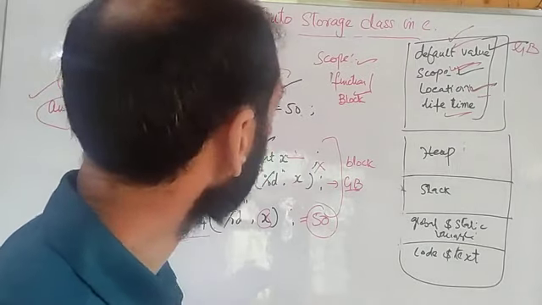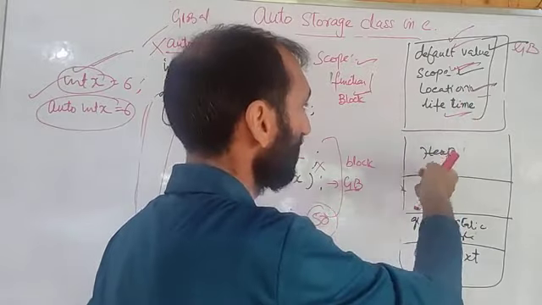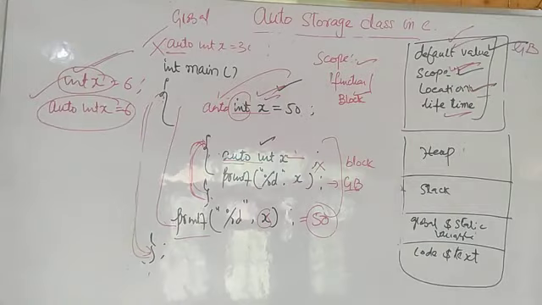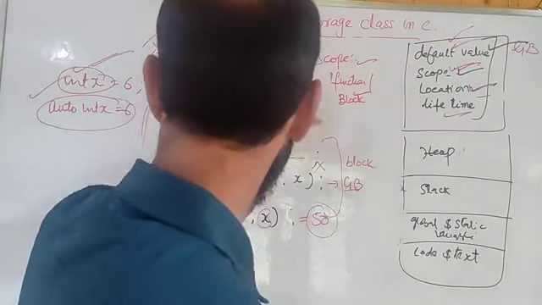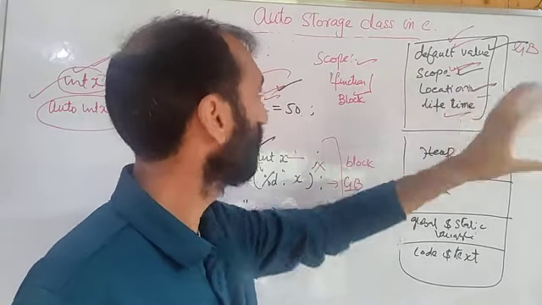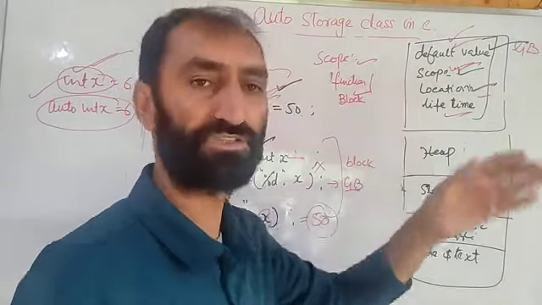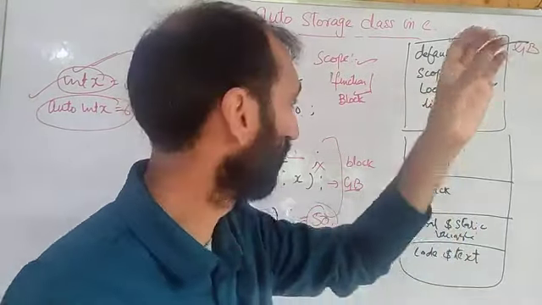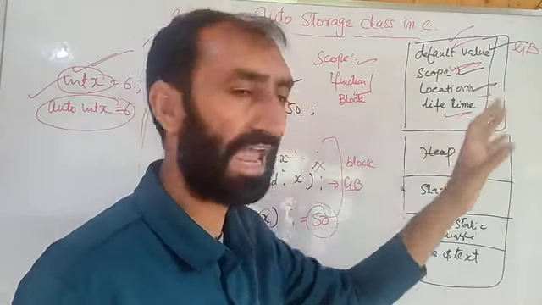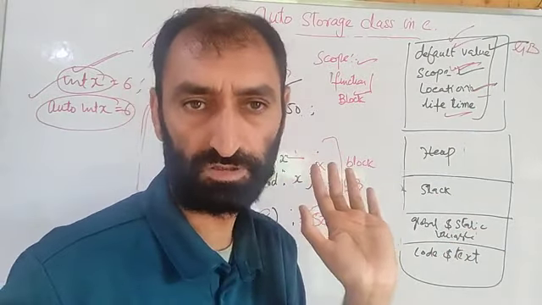Now I hope you have understood the default value, scope, location, and lifetime of a variable when we associate the storage class auto with it. The default value of a variable whose storage class is auto is a garbage value, the scope is either block scope or function scope, and the location is stack. This variable is stored in the stack, and the lifetime is within the function or within the block.